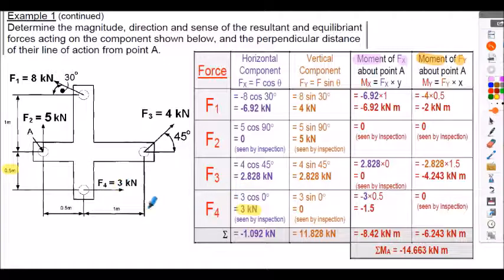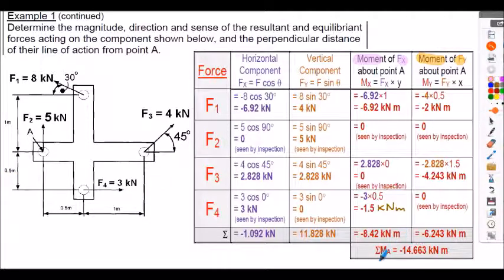And is it a clockwise or anti-clockwise moment about point A? The moment sense would be anti-clockwise, so we'd have a negative 3 multiplied by the distance of 0.5. So that's negative 1.5 kilonewton meters. And of course, by inspection, we know that there's no vertical component associated with force F4. So therefore, there can be no moment My generated about A due to the Fy component.